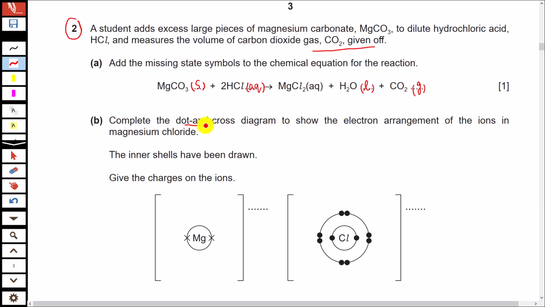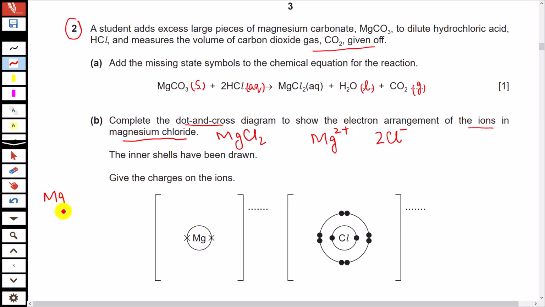Complete the dot and cross diagram to show the electron arrangement of ions in magnesium chloride. Magnesium chloride is an ionic compound that has the formula MgCl2. Here magnesium has a charge of 2 positive and chlorine has a negative charge, and there are 2 chloride ions. So first we have to complete the diagram for the magnesium ion.